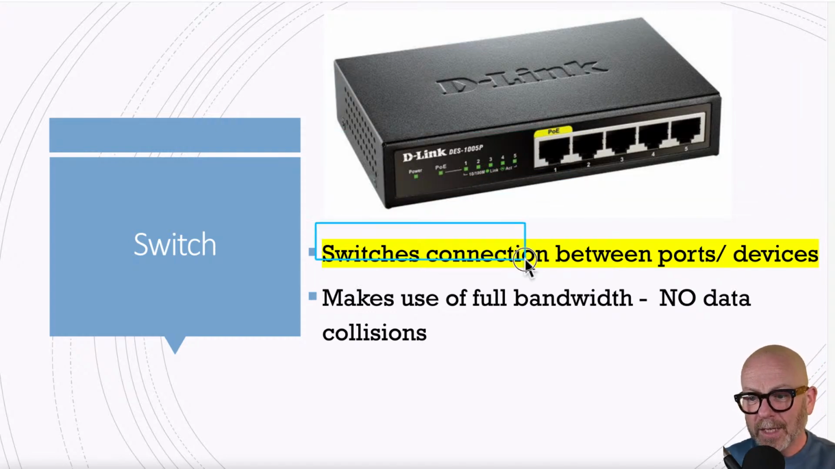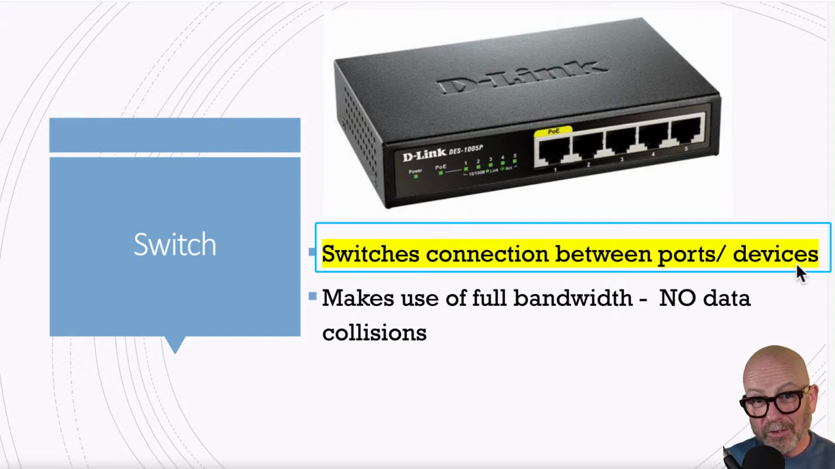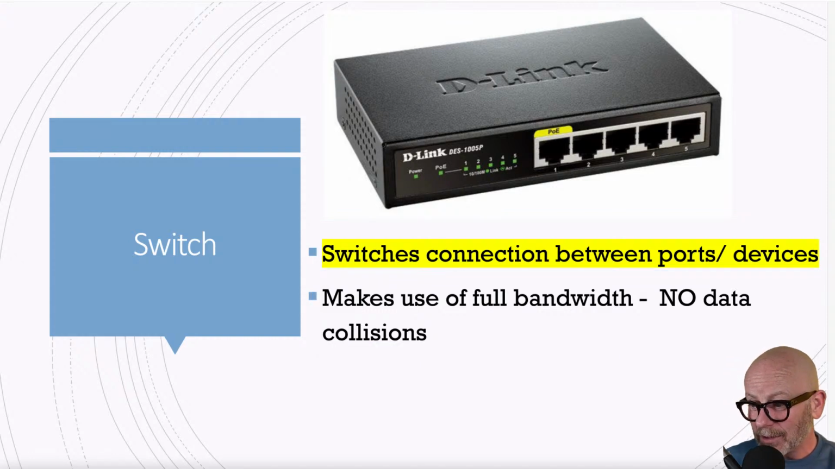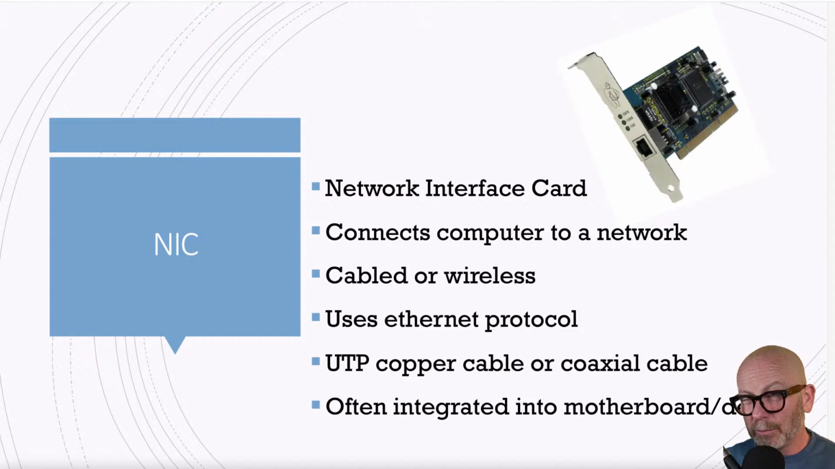But what does it do? It switches connections between ports and devices. So when I've got my Sonos plugged into it, that's one of my devices. And it also makes full use of bandwidth. So two things you want to know: it makes full use of bandwidth, and there are no data collisions using a port. Data collisions are when data is traveling in different directions through a cable, the data packets collide with each other and it's lost. So hence it's an error, which is our E in BELTS for error rate.